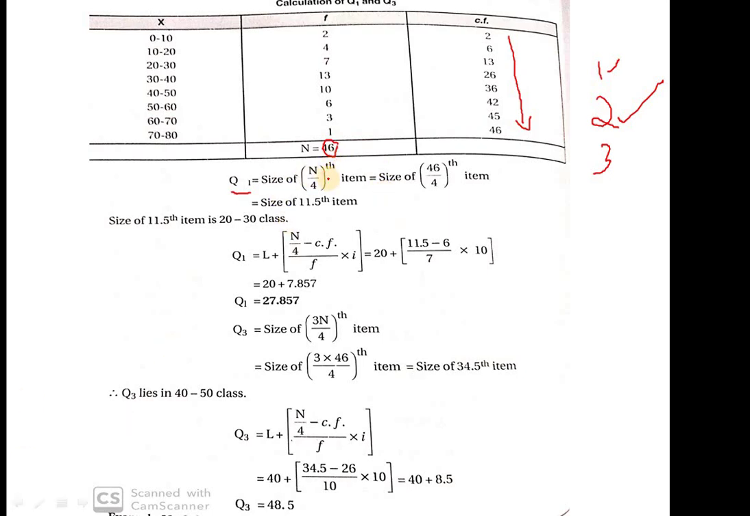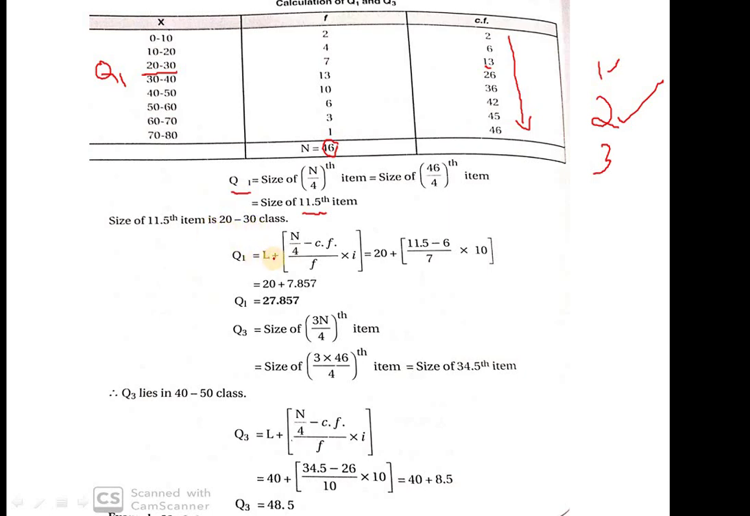N is equal to 46. So 46 by 4, we got 11.5. So it means Q1 lies between... what is the next highest value of 11.5? 13. It means the Q1 lies between 20 to 30. The Q1 lies between the 20 to 30 class.